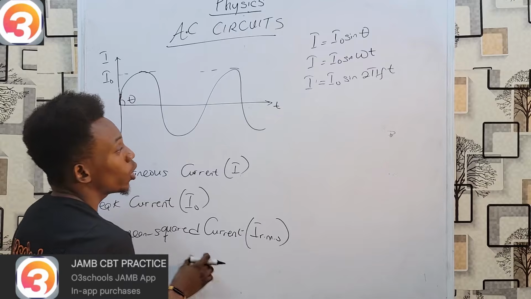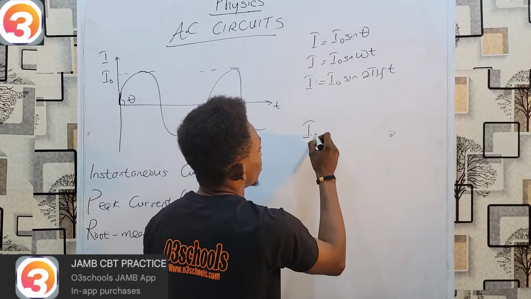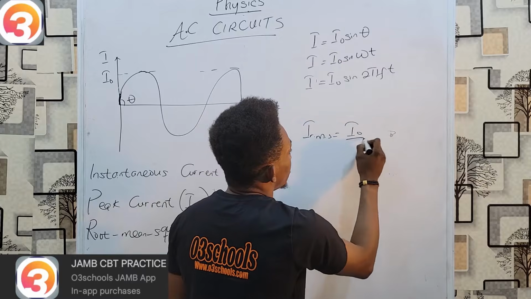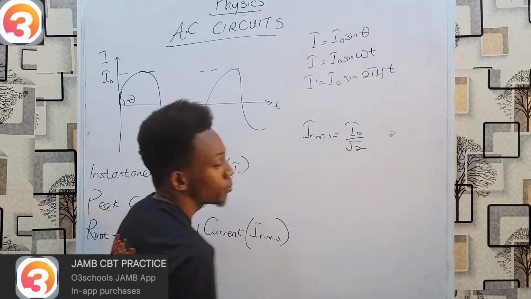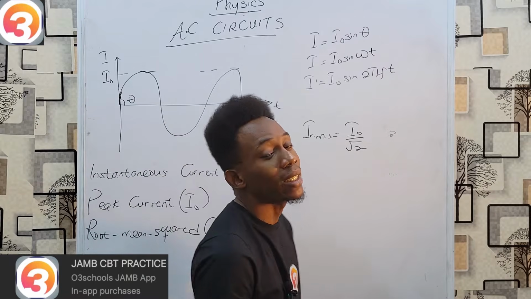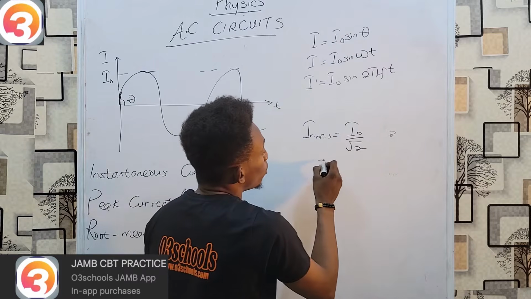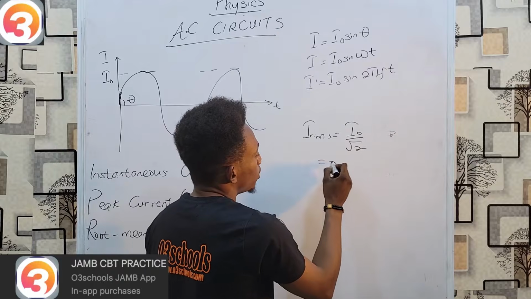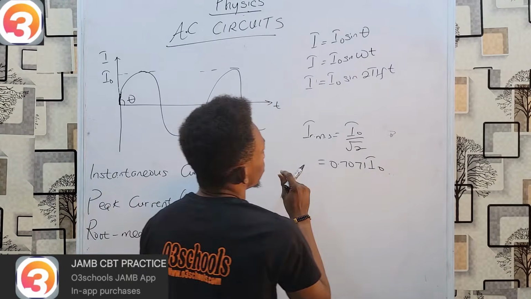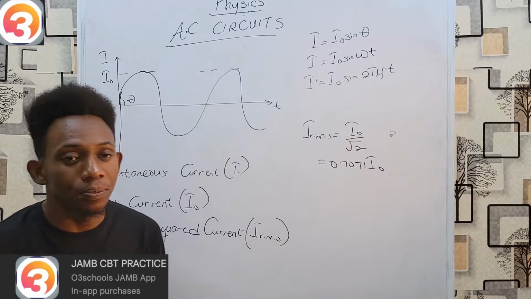While for the root mean square current, I RMS, this is going to be given by I naught divided by root 2. Now, in some cases, they may want you to give them the answer in decimal form. So you should know that 1 over root 2 is 0.7071 I naught. So any of them.